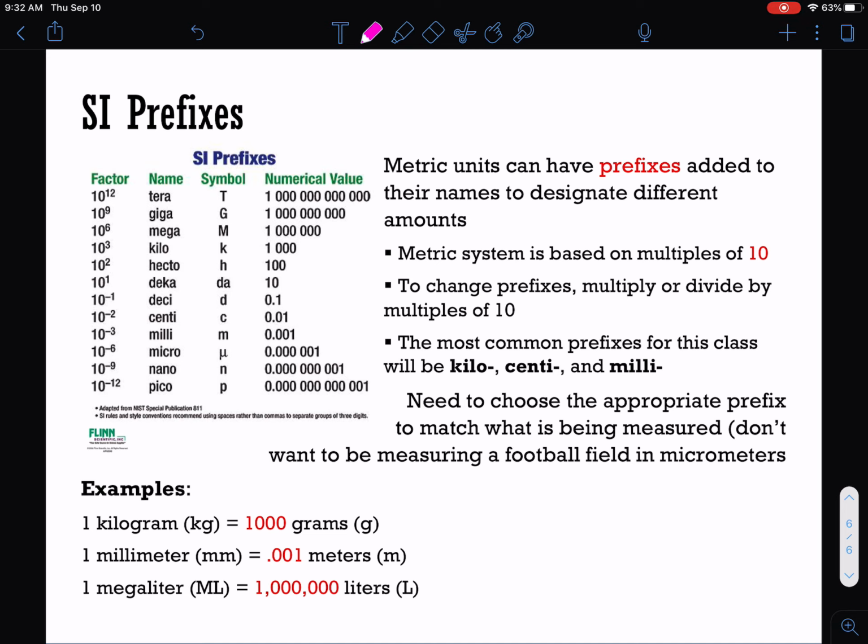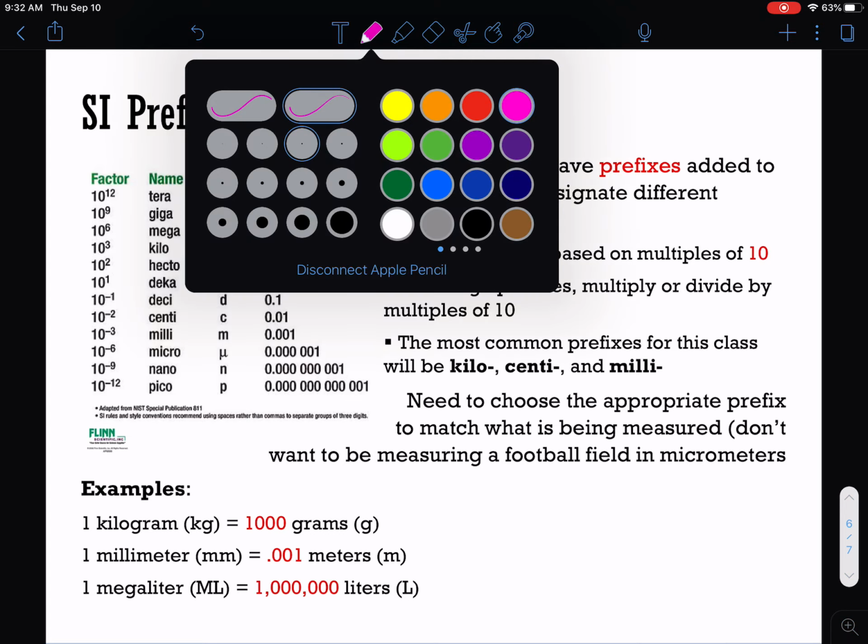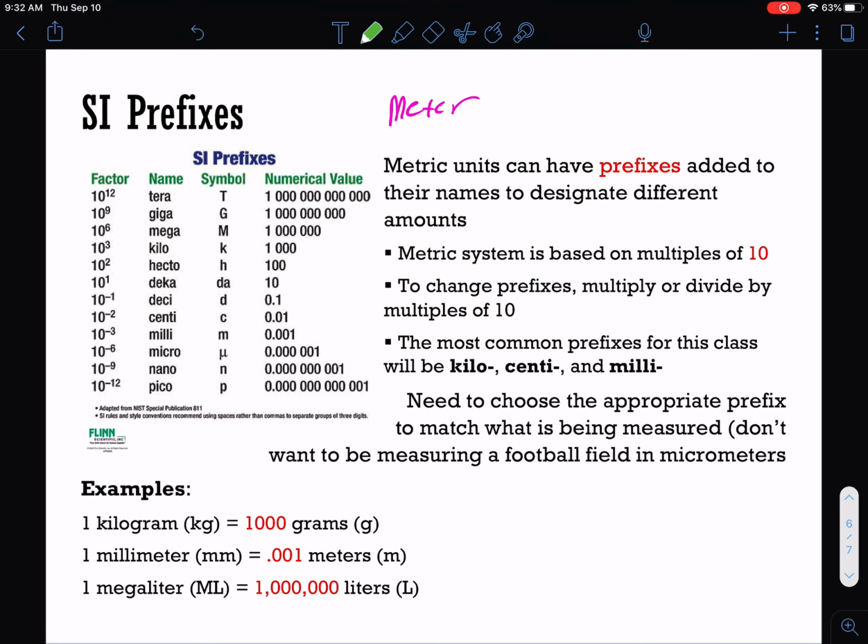Now prefixes. SI units have prefixes. The same way that you use a prefix in English class. A prefix is going to go before the word. So all of these prefixes will go before a measurement, the word for a measurement. So, for example, you have meter. You could have, I'm going to change colors here. Let's go green. You could have a kilometer.